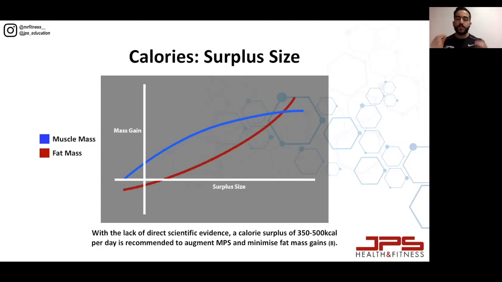So with a lack of direct scientific evidence, what I can recommend is a calorie surplus of 350 to 500 calories per day, okay? That surplus will ensure that MPS is augmented and fat mass gains will be minimized, okay? That's what we're looking for there. At the moment, that's what the scientific literature tends to suggest, 350 to 500 calories.